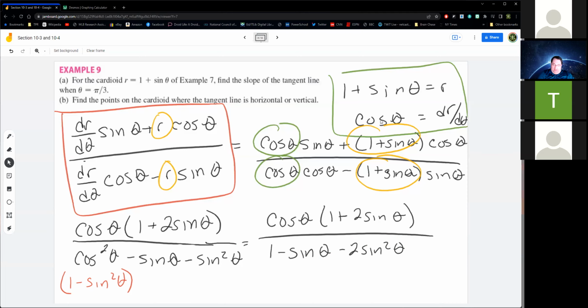We got it broken down into that. And honestly, the only reason to break it down and simplify it is to make our calculations a little bit easier when we're plugging in values to it.